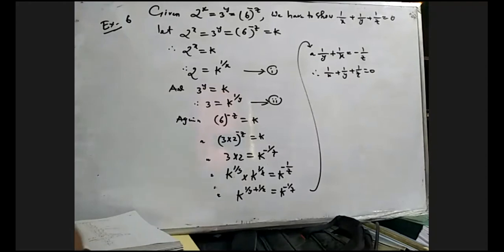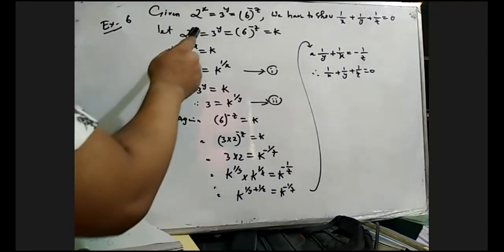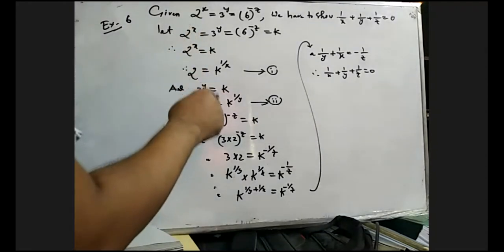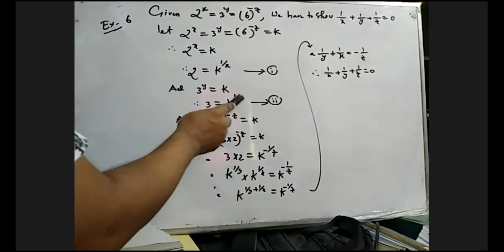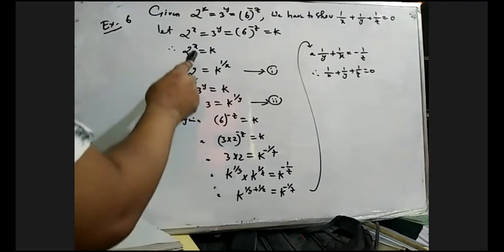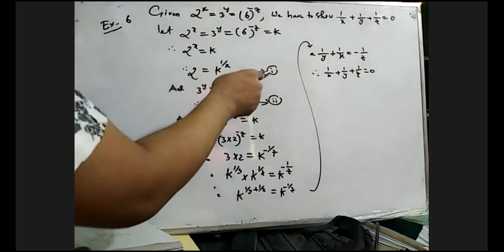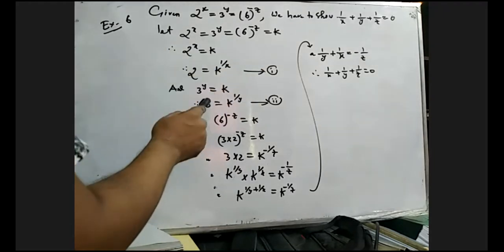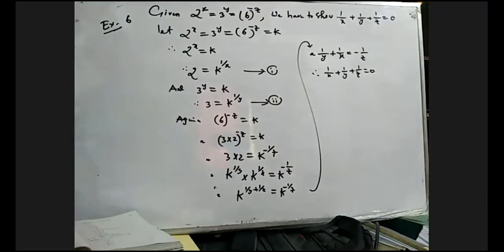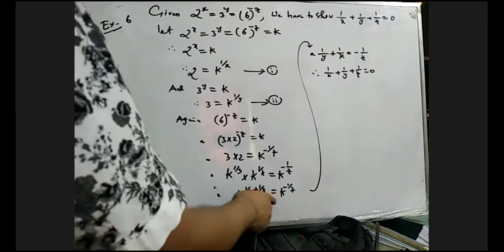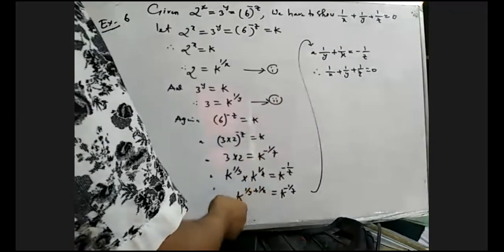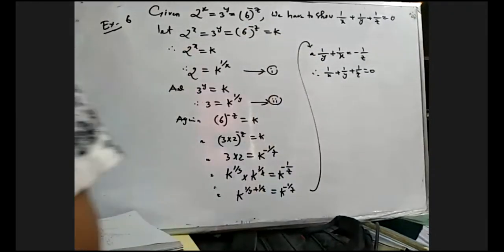Easier than previous example. Using 1 and 2 here, we get 3 equals k to the power 1 by y. Okay, taking x root on both sides, we get equation 1, and taking y root on both sides, we get equation 2. Just putting equation 1 and 2 here, we get the base same. So if base same, power equals power. So this is the required result.